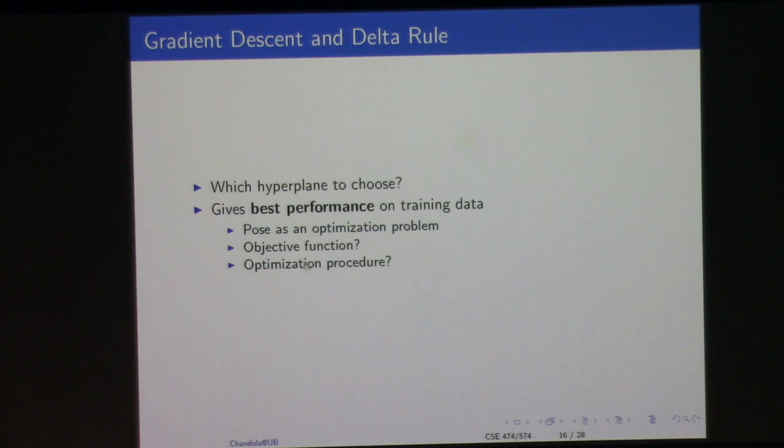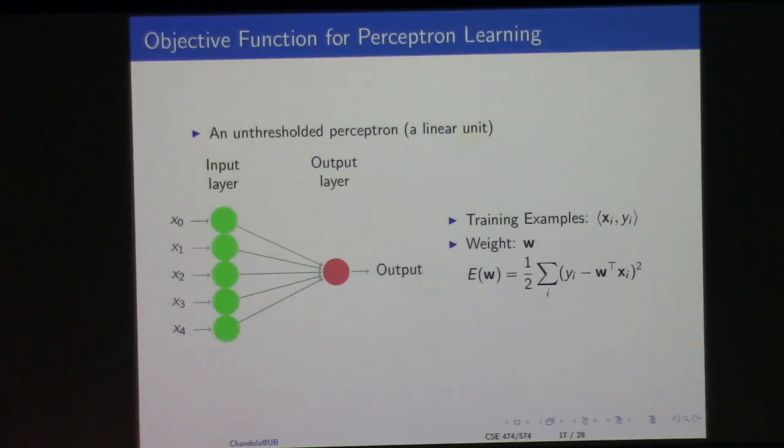So the questions that we need to understand are, what is that objective function that we have to define? And then what is the optimization procedure that we're going to employ to learn that? Any questions so far? Okay, let's carry on. All right, so now we are going to change the perceptron a little bit, and I'll tell you why.